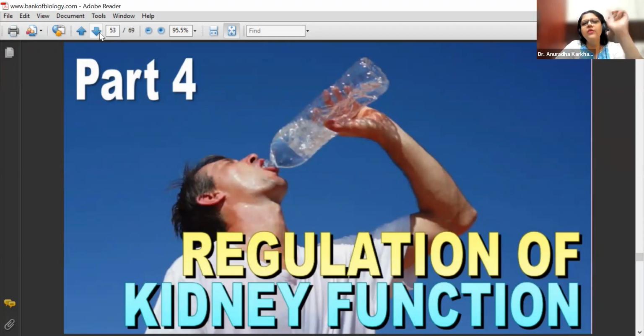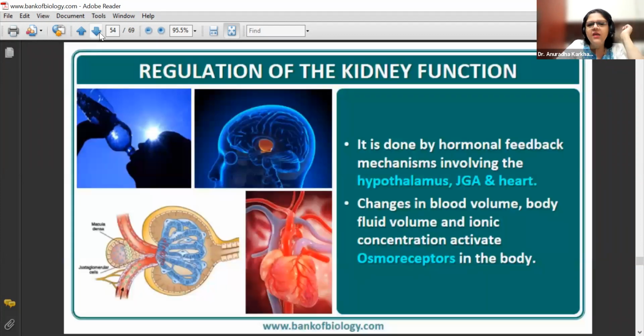Fourth part is going to be regulation of kidney function. It's equally important. See, it is done by hormonal feedback mechanism involving hypothalamus, juxtaglomerular apparatus, JGA stands for juxtaglomerular apparatus, and heart.